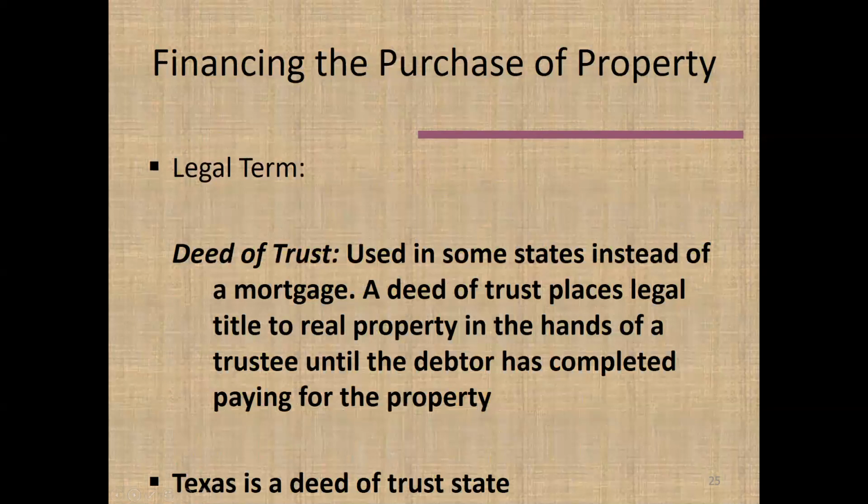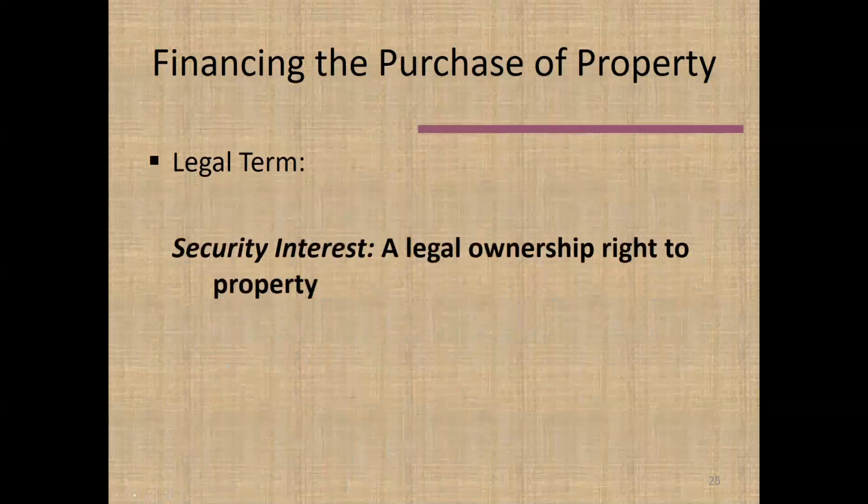A deed of trust places legal title to real property in the hands of the trustee, the person loaning the money, until the debtor has completed paying for the property. So in this situation, the person who is owning it is a trustee for the benefit of the debtor as long as the debtor keeps on paying. It's just a different way of imagining the mortgage type relationship. And as I said, Texas happens to be a deed of trust state. It's just a different terminology. It really gets you to the same end game, so to speak.